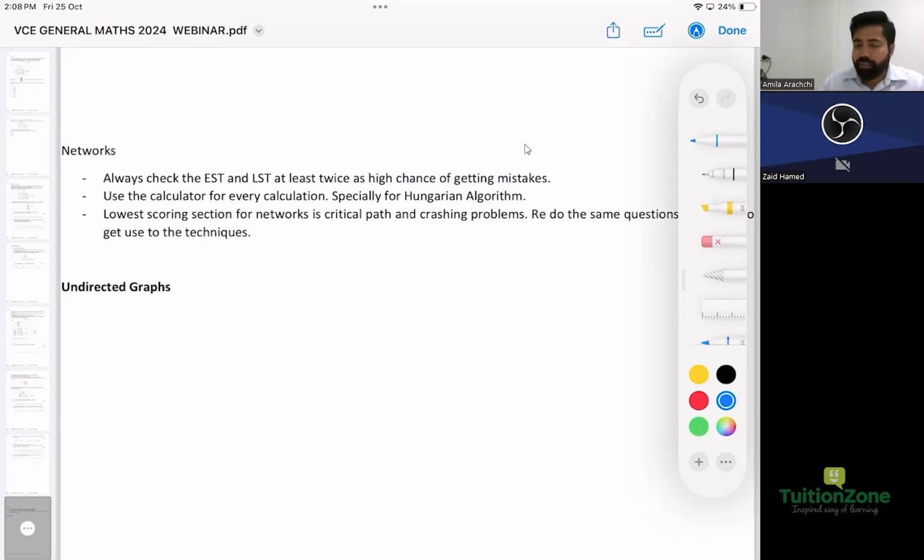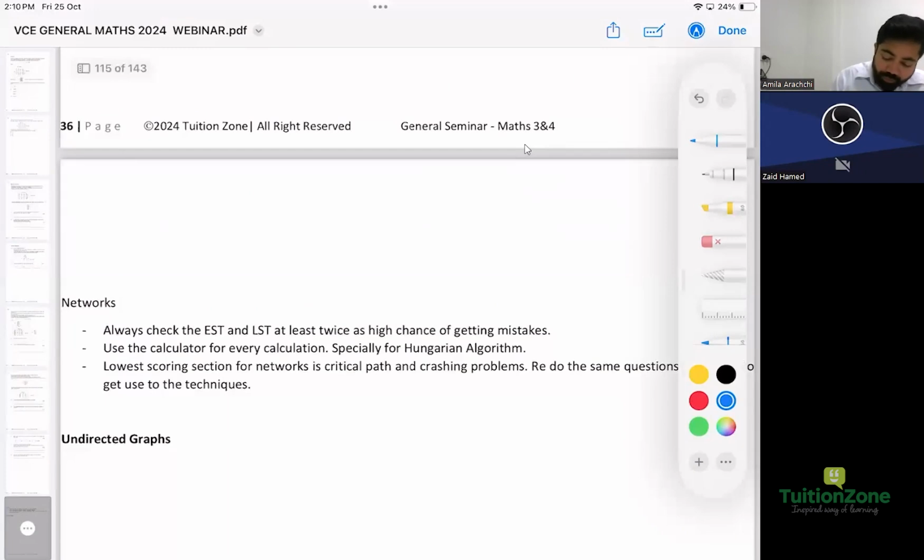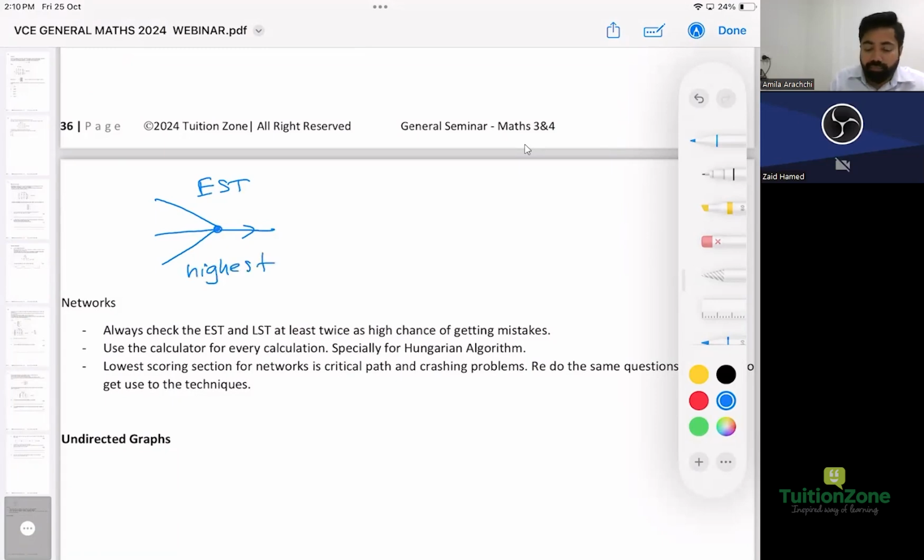Just say, okay, 17 plus 2 is 19. That's fine. Then you write those numbers, and then you do the EST, which one you usually pick. EST means a bunch of things coming into one point and going out as one. In this case, we always pick the highest. LST is the other way around, which is one line that becomes multiple, either two or more. In this scenario, that's the LST, and we pick the lowest.